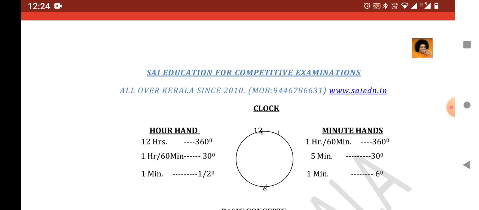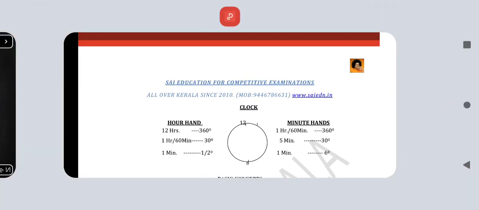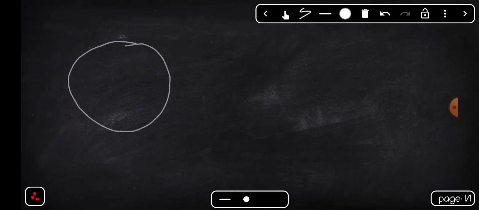So let us see in the blackboard. I will explain it on the blackboard, it will help you to understand it. Okay, this is the clock. Clock will be in a circle. Whatever it may be, it will be in 360 degrees.